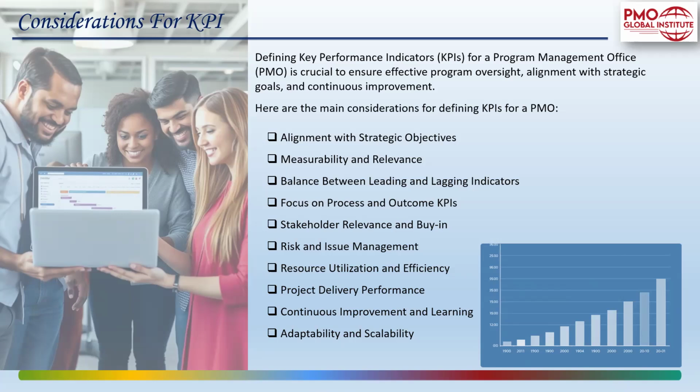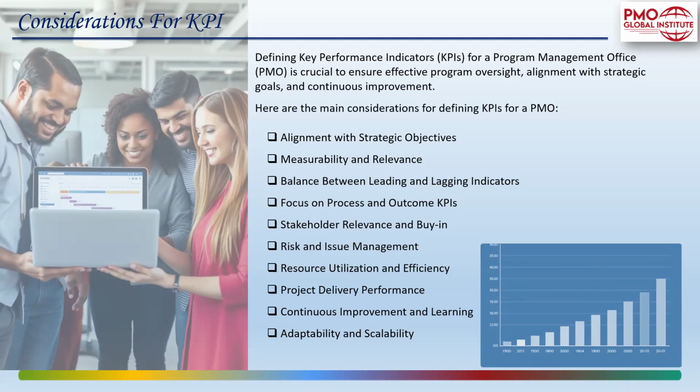And of course, there are KPIs defined based on the industry type also, which I'll just cover briefly in the later slides. Okay, balance between leading and lagging indicators, focus on process and outcome KPIs, stakeholder relevance and buy-in, risk and issues management. If you're identifying a risk, or you're defining a KPI, this is how we are going to identify a risk, and then what are the measures, what are the actions that we, or the company who's implementing or setting up a PMO, are going to take. So everything should be considered.